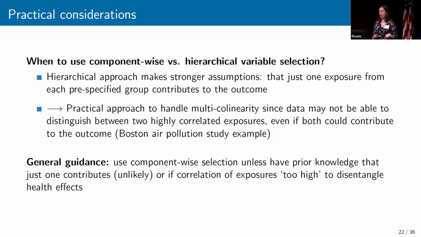So given that there's the component-wise and the hierarchical variable selection, when should you use one versus the other? I tried to make this clear, but sometimes it might not always be clear, but the hierarchical approach does make a strong assumption that just one exposure from each of the pre-specified groups contributes to the outcome. Now that could be generalized to not make that assumption, but how it's currently implemented is more of a practical approach to handle multicollinearity, since the data may not be able to distinguish between two or more highly correlated exposures, like we observed in the Boston air pollution study, even if both could contribute to the outcome.